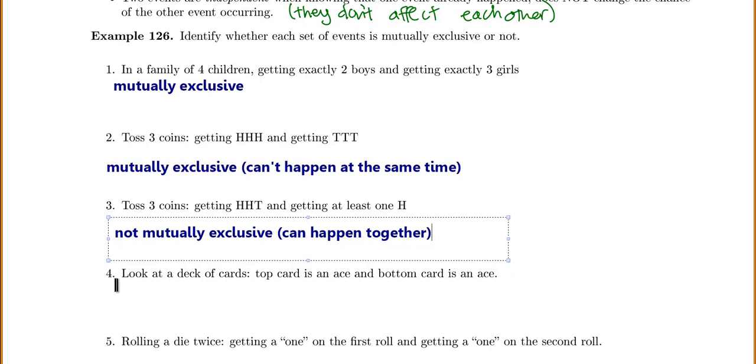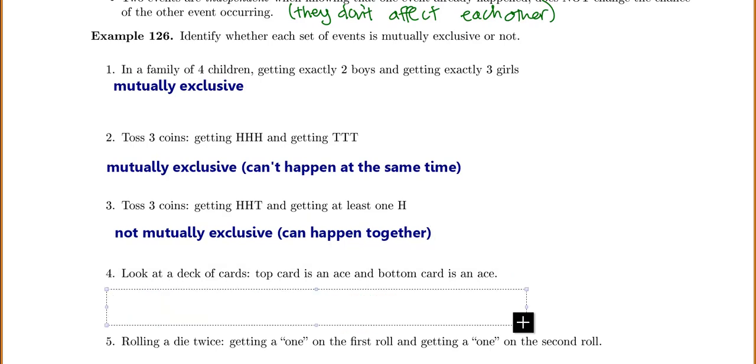Number 4, look at a deck of cards. The top card is an ace, and the bottom card is an ace. Well, I see no reason that the top card can't be an ace and the bottom card be an ace, so this would be not mutually exclusive. It's possible for both to happen together.